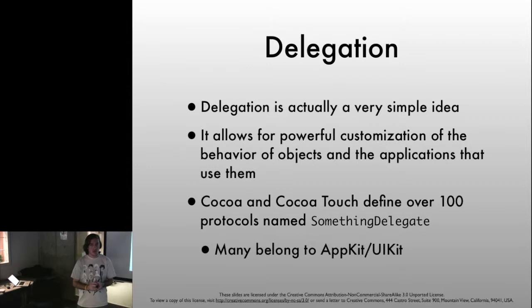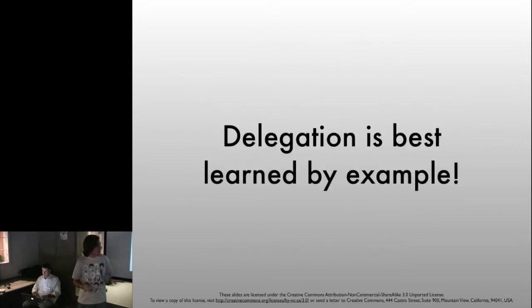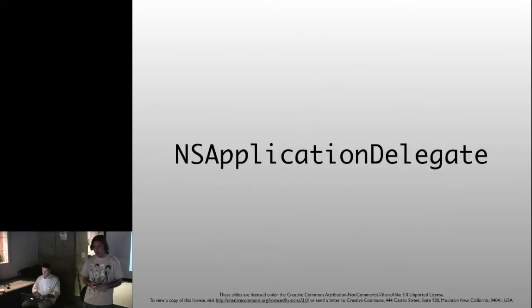It's such a powerful tool that Cocoa and Cocoa Touch use it all over the place. Doing a search through the documentation, I found over 100 different protocols that were named something delegate. Most of them belong to AppKit or UIKit, which are the user interface facing elements of the framework classes, and it allows you to customize the behavior of these built-in objects without really needing to subclass them all the time, which is really quite useful. So like I said, it's best done by example, so let's work through some examples.